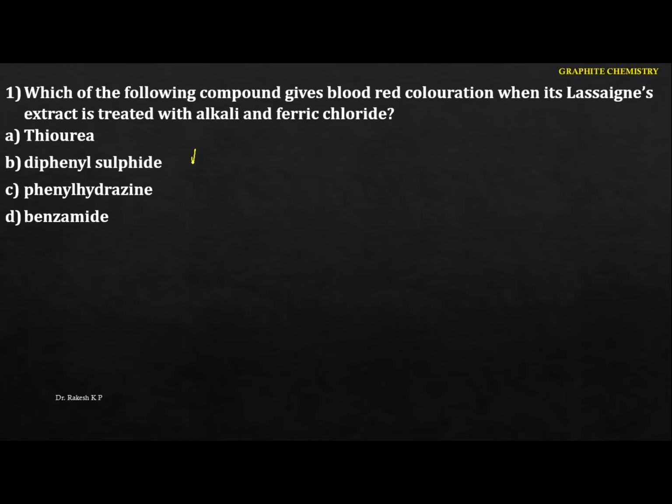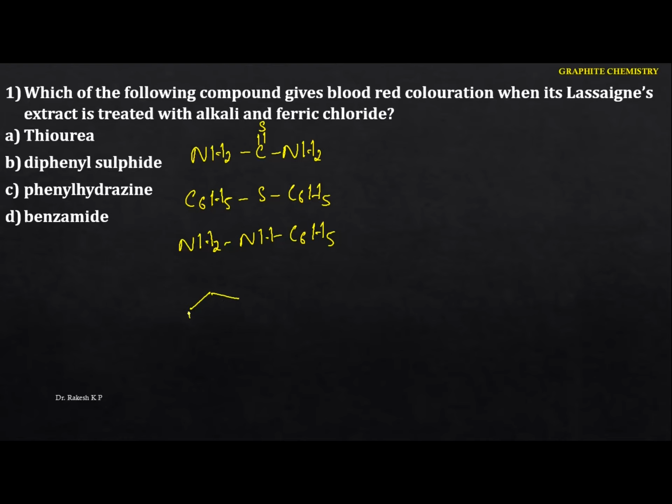Thiourea, its formula is NH2, C double bond S, and again NH2. The next is diphenyl sulfide, that is C6H5, sulfide, C6H5. Next is phenylhydrazine, we are having NH2 and NH, a single bond to C6H5, this is phenylhydrazine. And the last one is benzamide, that is C6H5 and CONH2, an amide functional group.